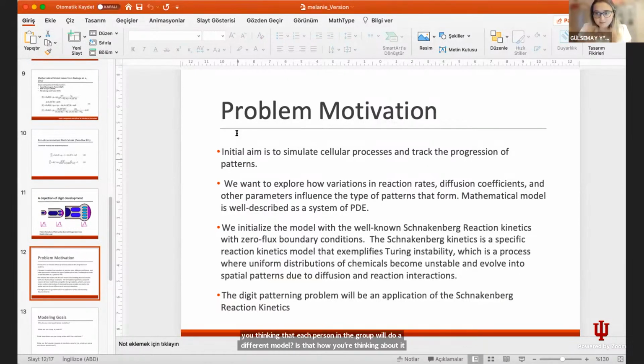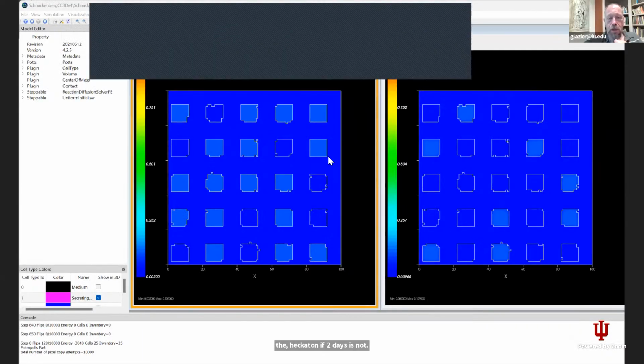We haven't done that much sharing yet, but we thought that if we could find something related to the Schnakenberg model, with the new kinetics with the digit development, we could do a similar analysis in CompuCell so that we can get that model. And we also wanted to continue after the hackathon. If 2 days is not enough, we would really love to continue on this project. So, but I'm trying to understand what are you trying to do?